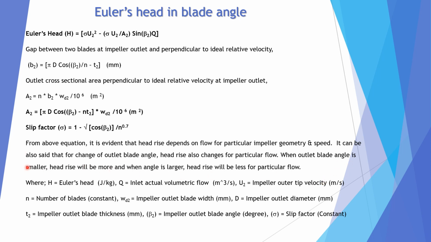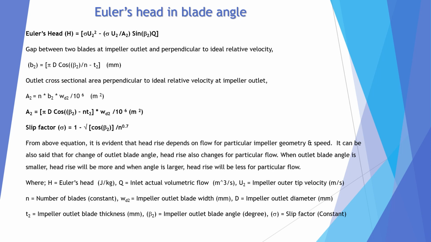It can also be said that for a change of outlet blade angle, the head rise, that is the Euler head, also changes for a particular flow. When the outlet blade angle is smaller, head rise will be more, and when the angle is larger, head rise will be less for a particular flow.